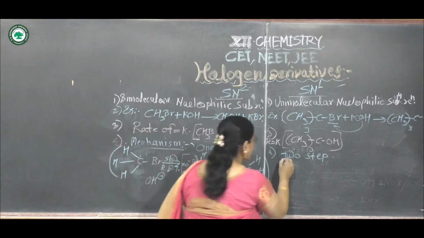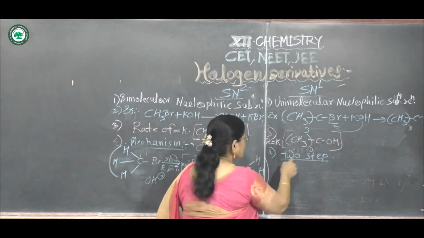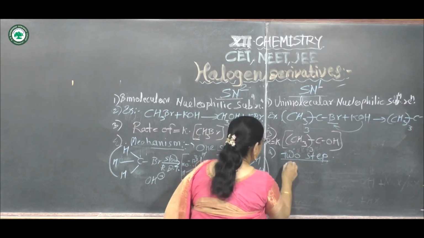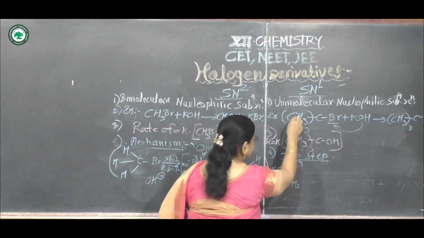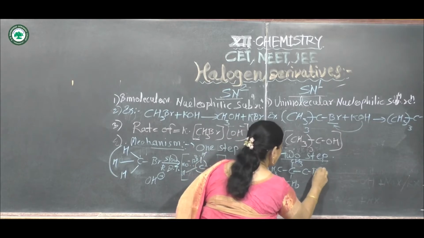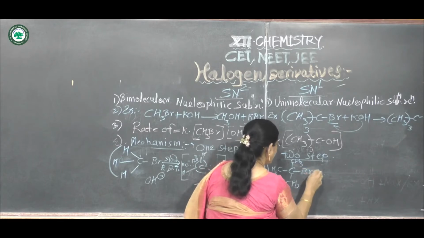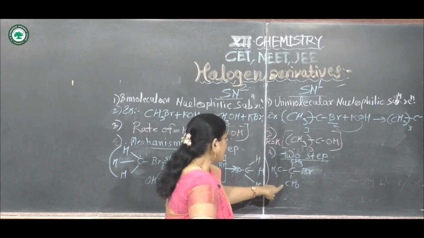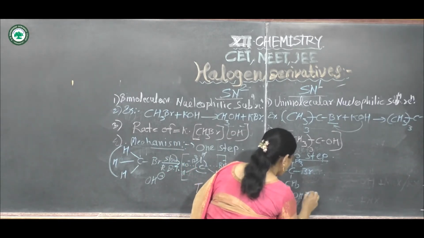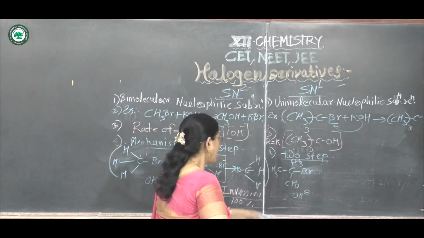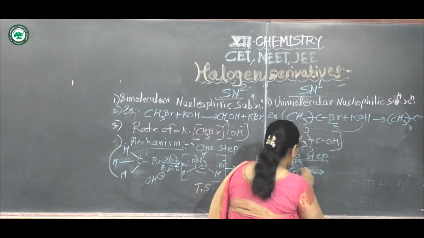Then the SN1 reaction mechanism. What about the SN1 reaction mechanism? It is a two-step reaction. Suppose this is CH3 thrice on C and here Br. The name of this compound is tertiary butyl bromide. In the first step, again this OH minus ion attacks this molecule, and it shows in the first step a carbocation.